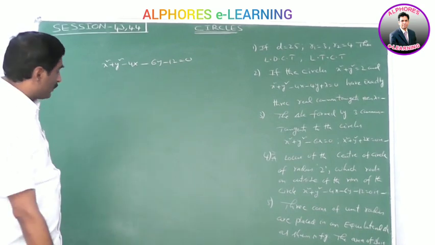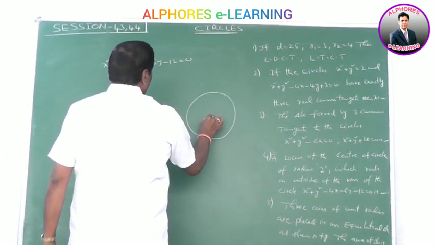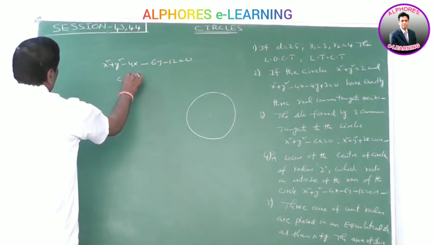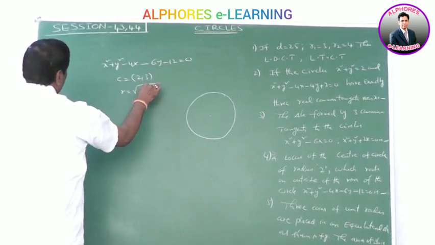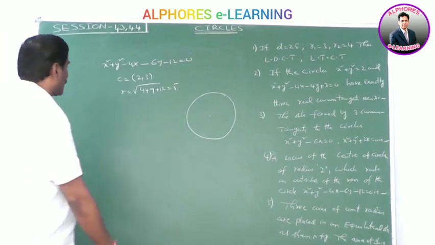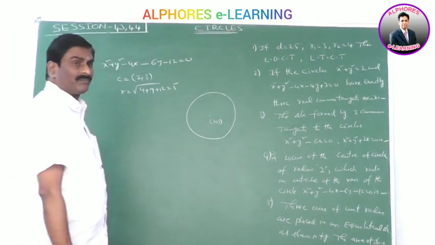Please observe this point. Here, one of the rims is in the form of a circle. This is one of the rims. What is the center of this circle? Here, the center of the circle is equal to minus g comma minus f, which means 2 comma 3. Radius of the circle is equal to root over g square plus f square minus c, which means 5 units. Okay, the center of this circle is 2 comma 3 and the radius of the circle is 5 units.